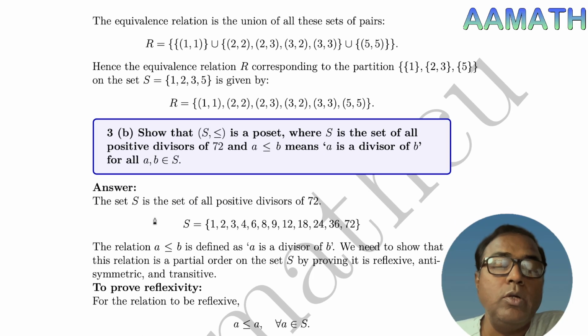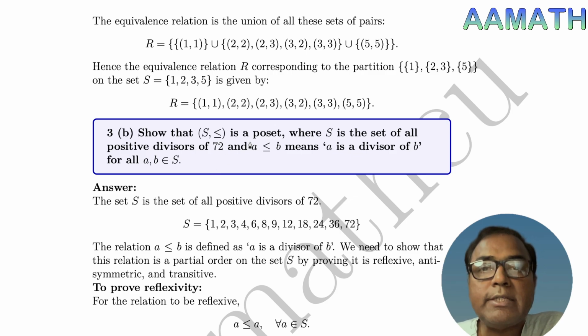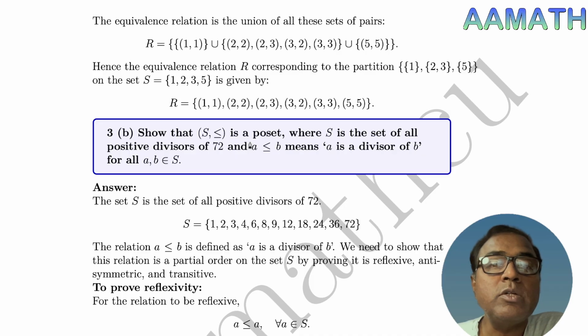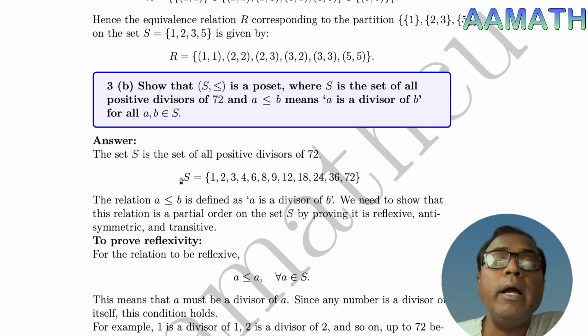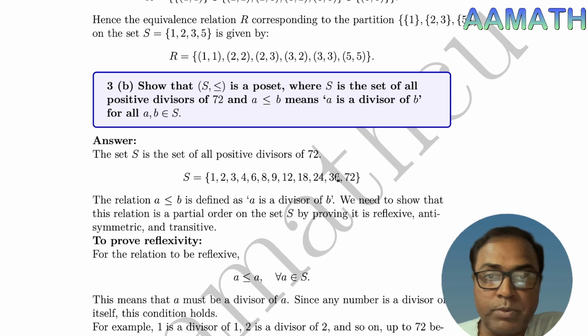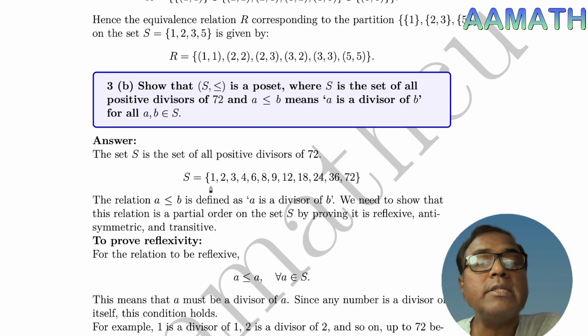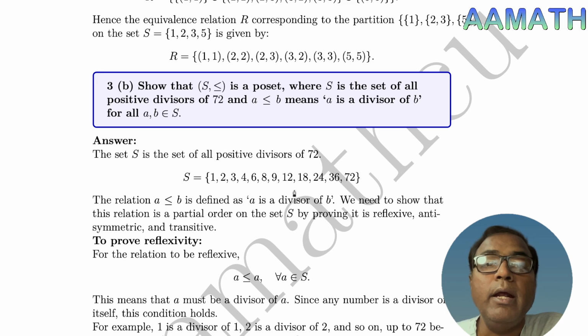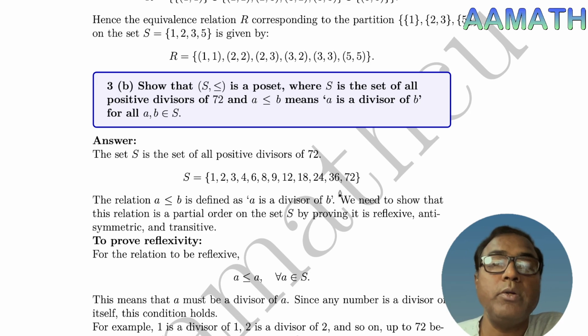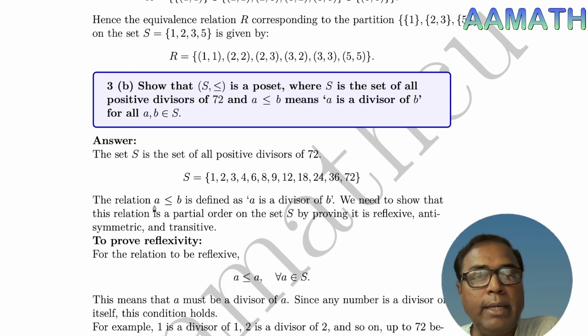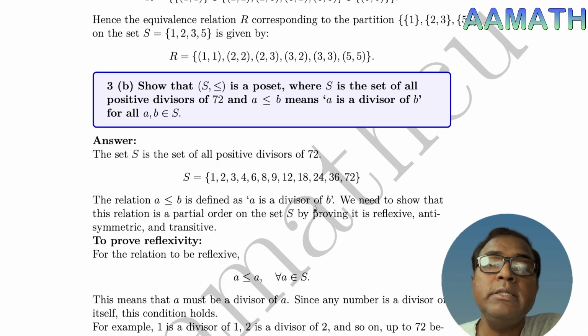Question 3b. Show that (S, ≤) is a poset, where S is the set of all positive divisors of 72 and A ≤ B means A is a divisor of B for all A, B belonging to S. Now S is the set of all positive divisors of 72, and so S contains these elements: 1, 2, 3, 4, 6, 8, 9, 12, 18, 24, 36, and 72 itself. The relation A ≤ B is defined as A is a divisor of B.